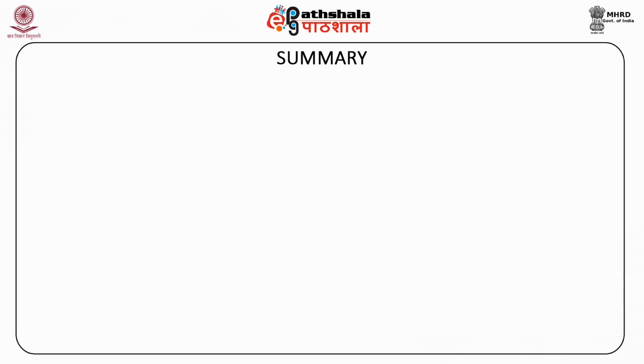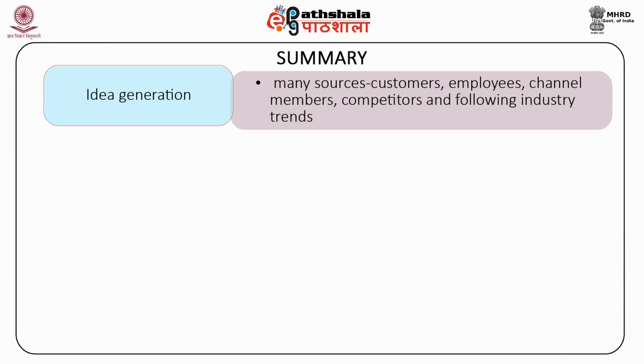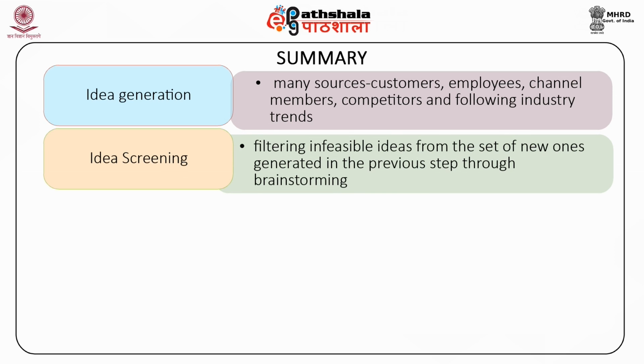The new product development process typically consists of 8 steps, which allow for elimination of infeasible ideas and further fine-tuning of concepts and products that are chosen to be developed. Idea generation: there can be many sources of new ideas including customers, employees, channel members, competitors, and following industry trends. Idea screening: filtering infeasible ideas from the set of new ones generated in the previous step through brainstorming.